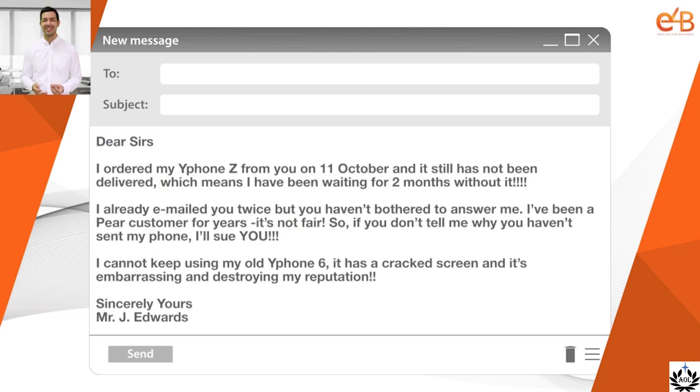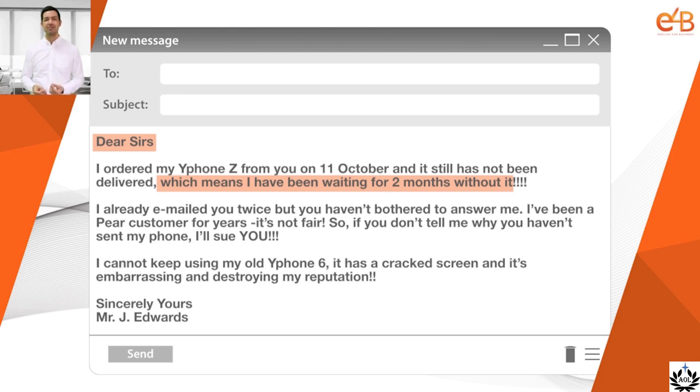The first thing to notice here is that the writer has started the letter with the greeting, "Dear Sirs." This is quite an old-fashioned way of writing, and it could potentially offend the reader if they're female. Now the second thing to notice here is the part which says, "which means I've been waiting for 2 months without it." Firstly, it's quite redundant because the order date has already been mentioned.